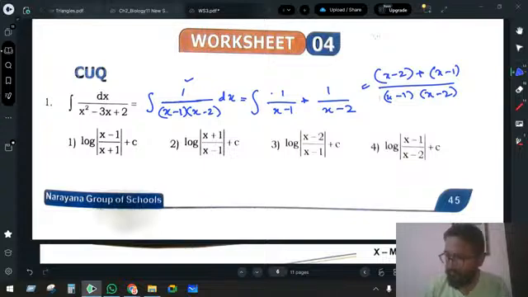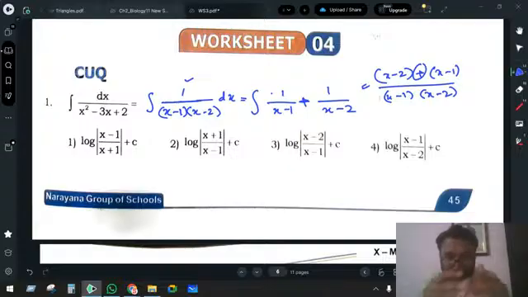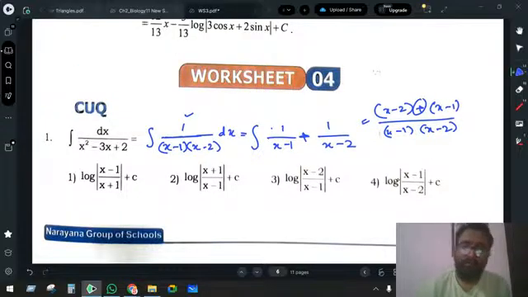Sir, will we multiply? No multiplication. Where is multiplication? By multiplication, you can multiply 1 by x minus 1 into... No, it is plus. Sir, why? Because it is by parts. Integral by parts means... Oh, no, it is not by parts. It is a partial fraction.